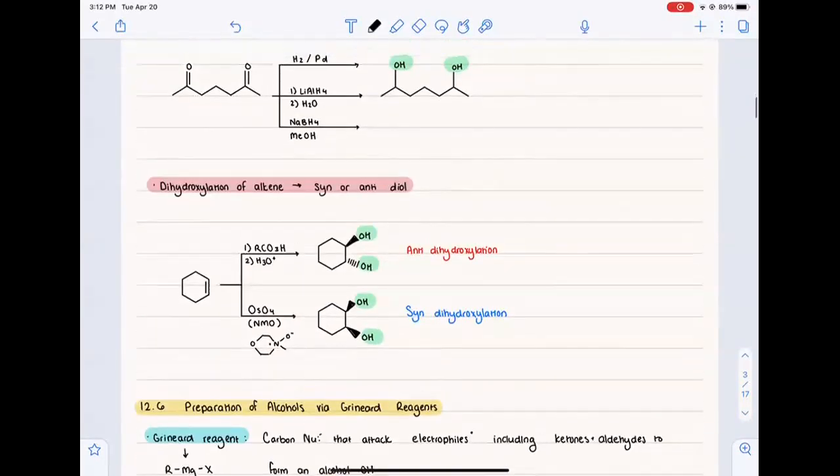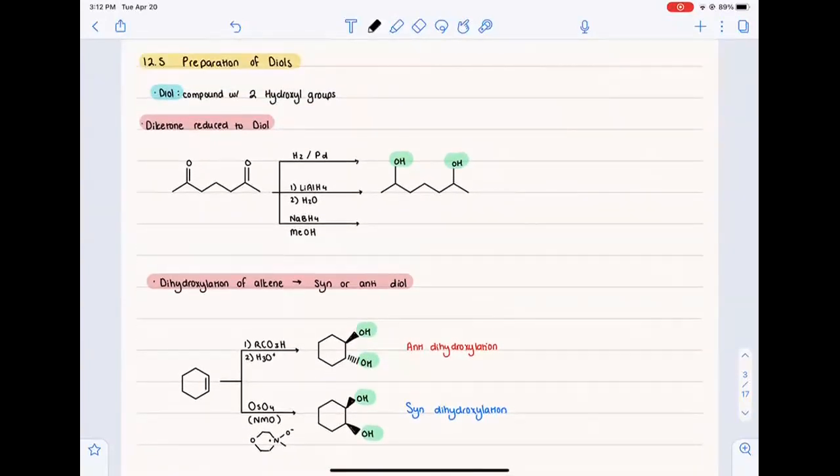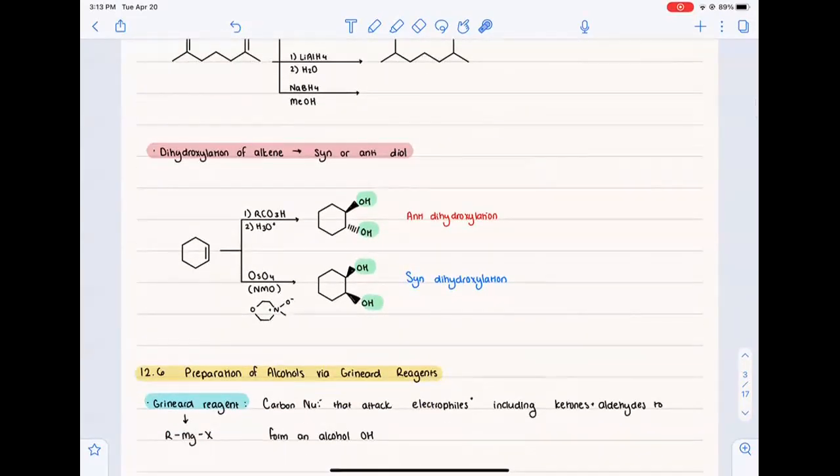Now we have preparation of diols, which is pretty much just a compound with two hydroxyl groups. There's a couple ways that we can do it. Again, these are all just the ones that we just saw. Also, especially for the extra credit questions, if you have to put in any sort of lithium aluminum hydride, make sure you number it, or else Dr. Guy will mark it wrong. So keep that in mind.